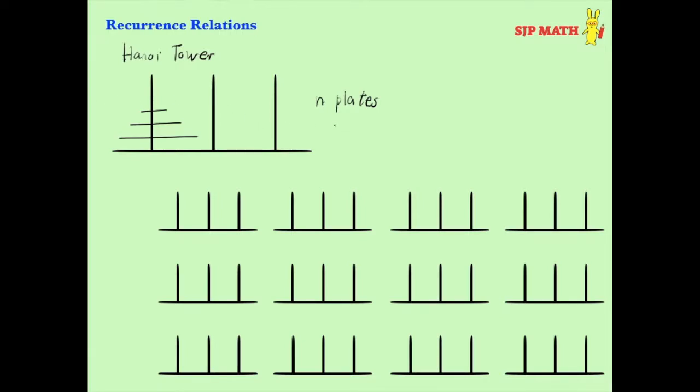Given those restrictions, we want to find the minimum number of moves needed to move these n plates from here to here. So that's our problem. Let's say the minimum number of moves to move these n plates is given by a_n. So you want to find a formula for a_n.